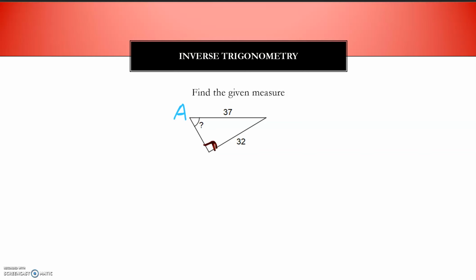If I don't know I'm in a right triangle, those tools don't apply. So across from the right angle is 37. That makes it the hypotenuse. 32 is across from angle A, not attached to it. That makes it the opposite side. And I know that the sine of an angle is opposite over hypotenuse.